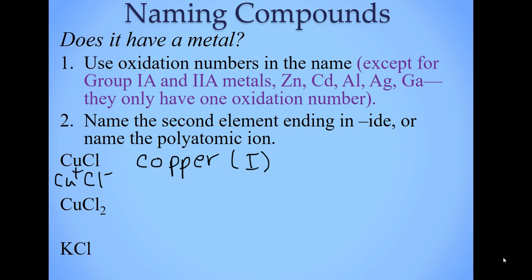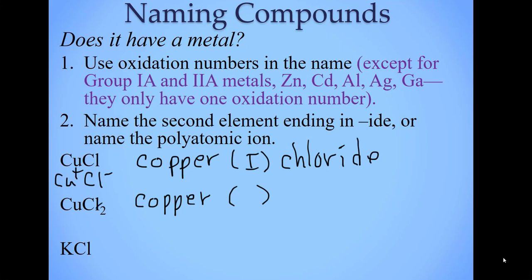The second element is chlorine. Again, I'm going to drop the ending and add IDE. So this is copper 1 chloride. Let's look at the next one. This is also a copper chloride, but which copper chloride is it? I'm first going to write the name of the metal, copper, and then I know I have to put the charge after it. Let's play detective.